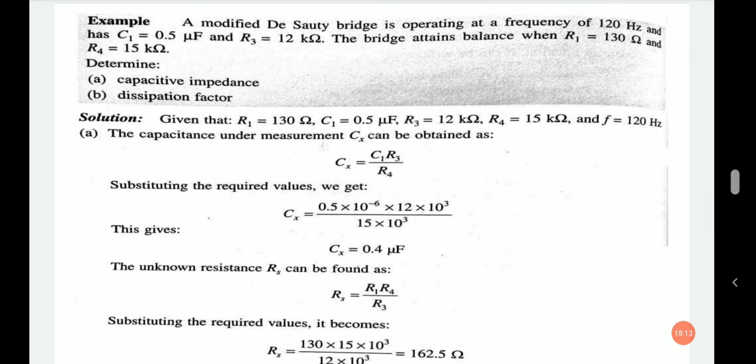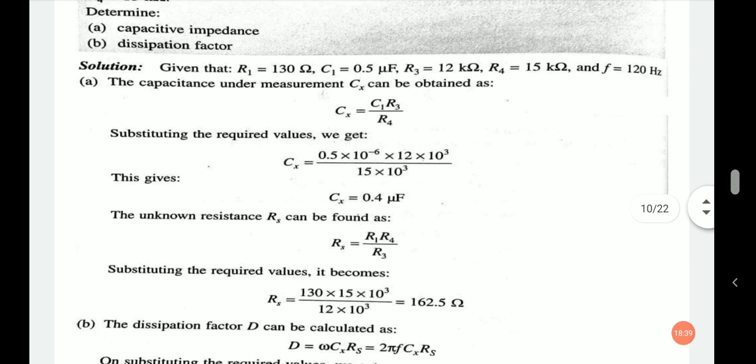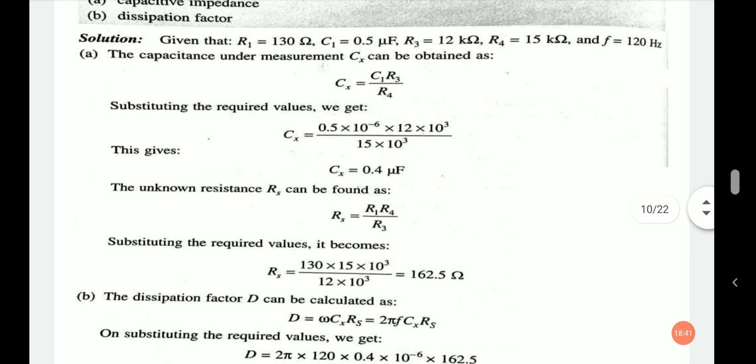Next, a numerical. A modified de Sauty bridge is operating at a frequency of 120 Hz and has capacitor C1 of 0.5 microfarad and resistance R3 of 12 kilo ohm. The bridge attains balance when R1 is 130 ohm and R4 is 15 kilo ohm. Determine the capacitive impedance and dissipation factor.